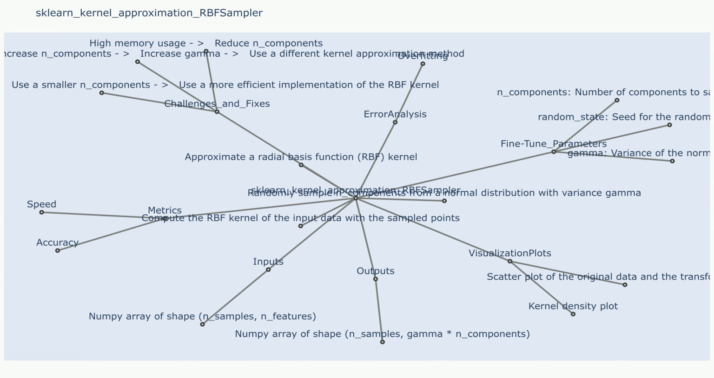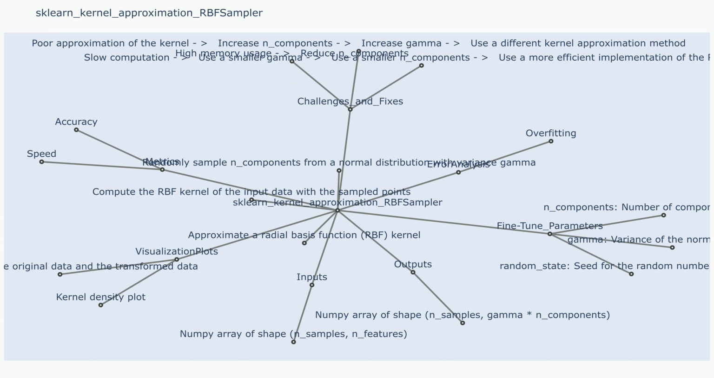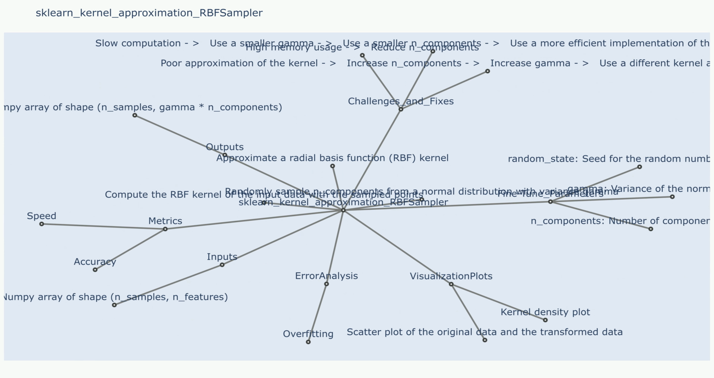Uncertainty methods. Confidence intervals. Confidence intervals for the approximated features can be obtained by applying standard statistical techniques to the random feature generation process. Bayesian methods. Bayesian methods can be used to model the uncertainty in the approximation process and obtain posterior distributions for the generated features.